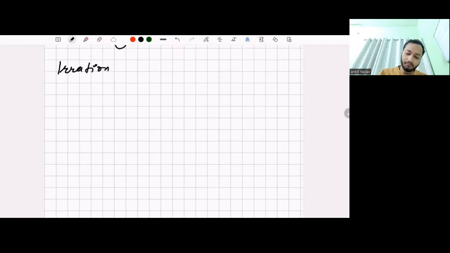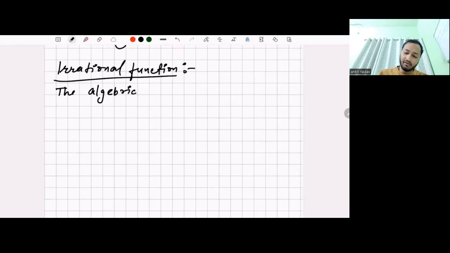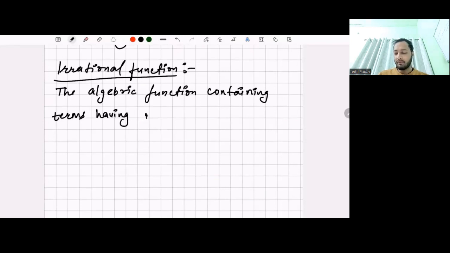In irrational function, the algebraic function containing terms having non-integral powers of x are called irrational functions.